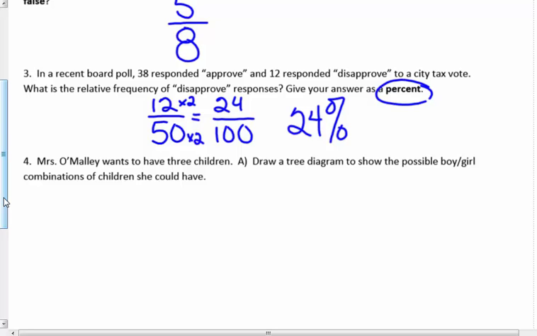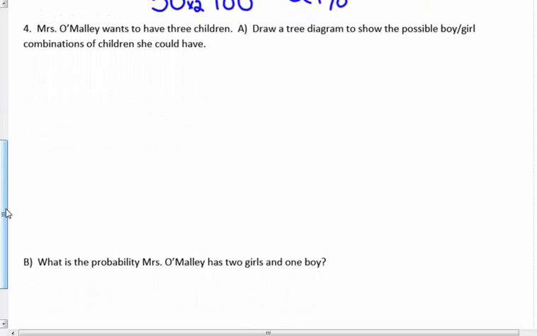Good job. Mrs. O'Malley wants to have 3 children. Draw a tree diagram to show the possible boy-girl combinations of children she could have. What do we always do first on a tree diagram? You label. Label the top. Yep. So child 1 or kid 1. We'll call it kid 1. She could have either a boy or a girl. So separate them out. Give yourself space here.